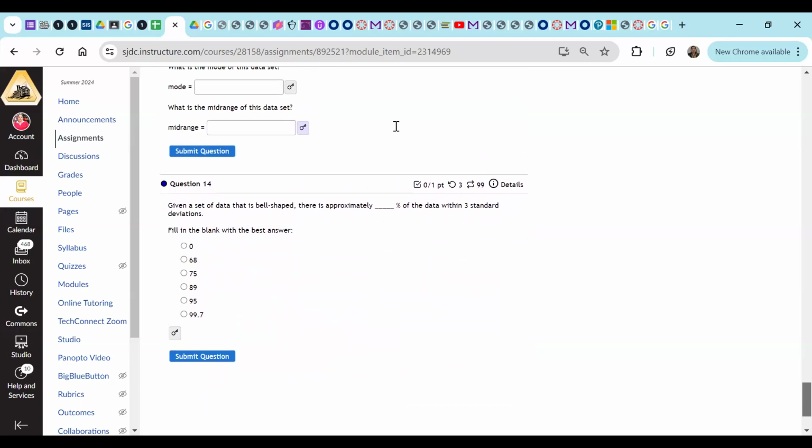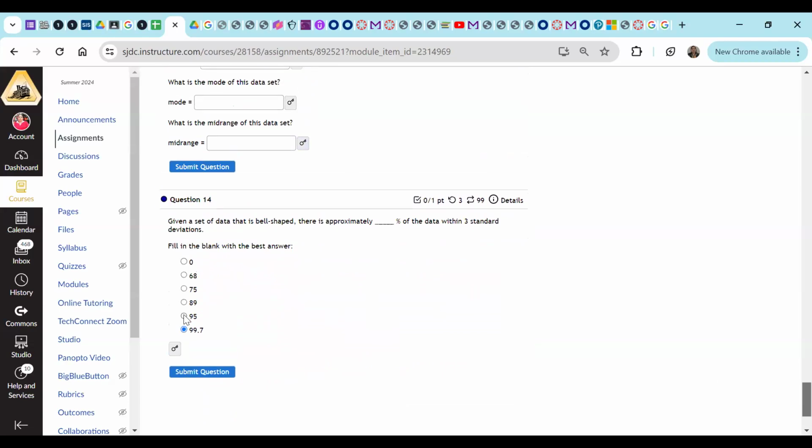Then our last one, number 14, given a set of data that is bell-shaped, there is approximately blank percent of data within 3 standard deviations. That should be 99.7%, which we did with the empirical rule.